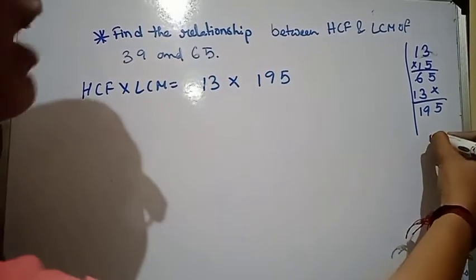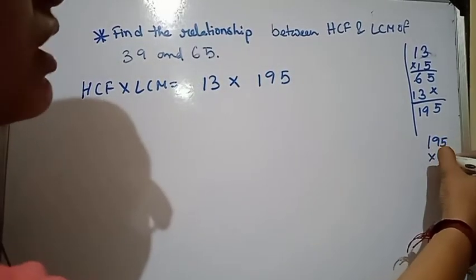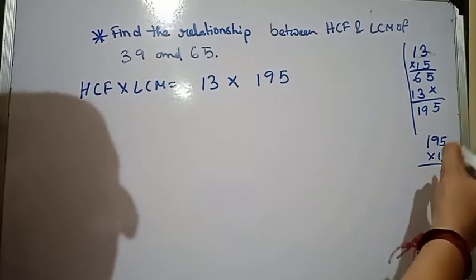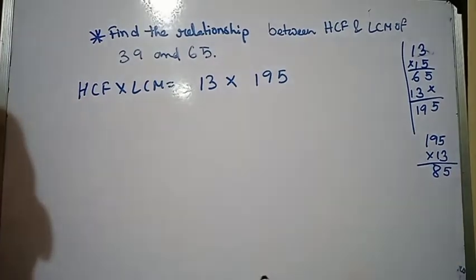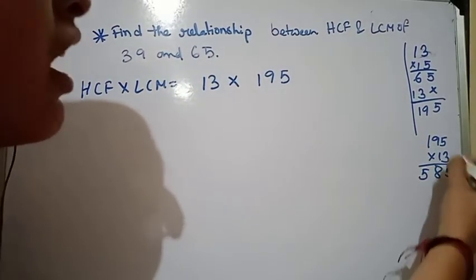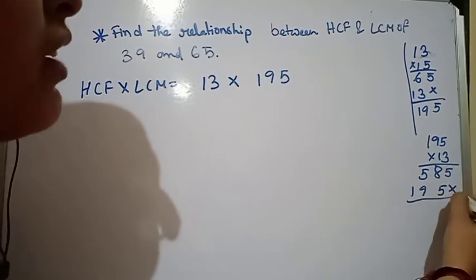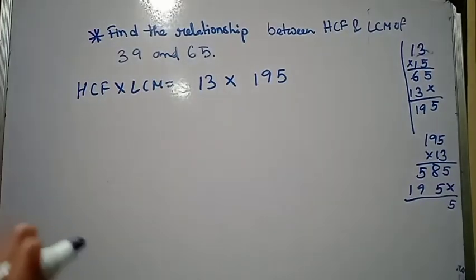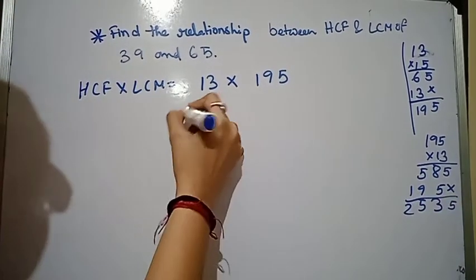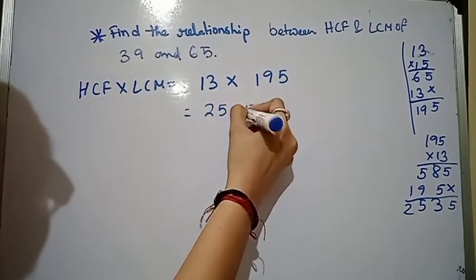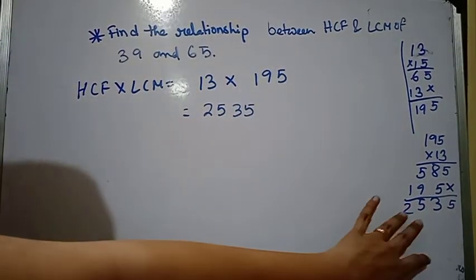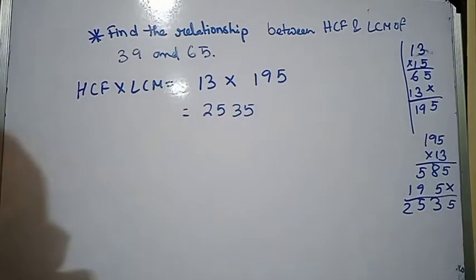So here we have to multiply 195 into 13. 5 3s are 15, 1 in our hand, 27 plus 1 is 28, 2 in our hand, 3 1s are 3 plus 2 is 5. This will be 2535. You will do this multiplication on your own and check whether the answer is 2535 or not.